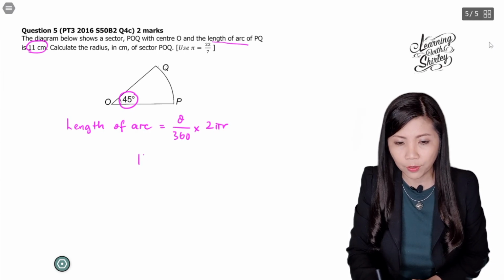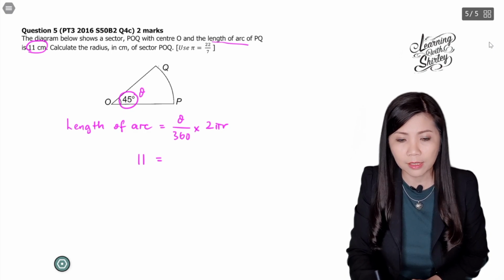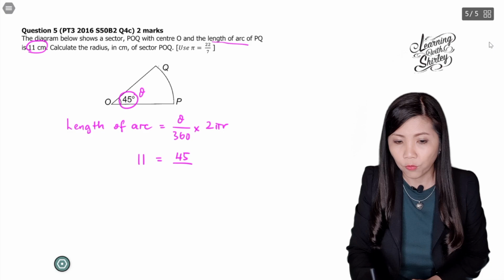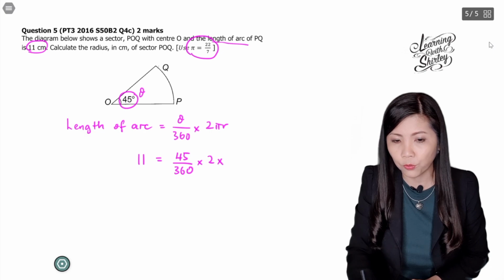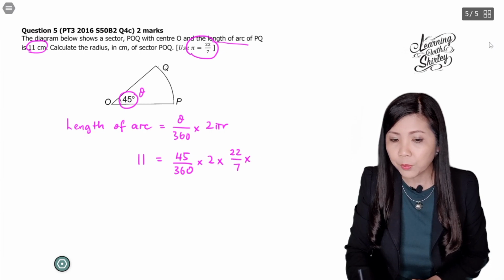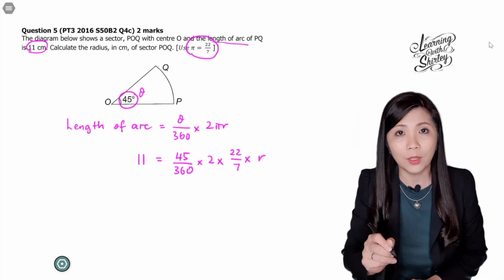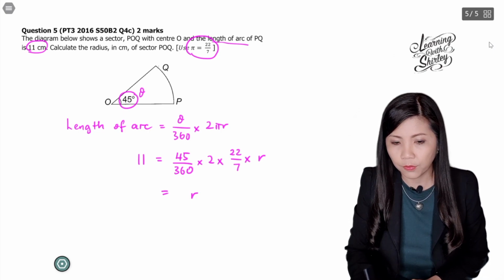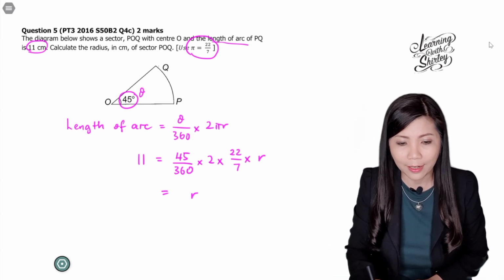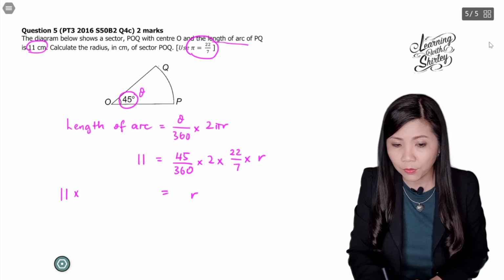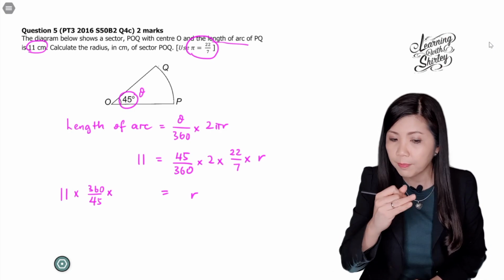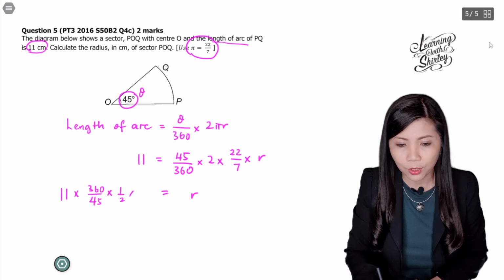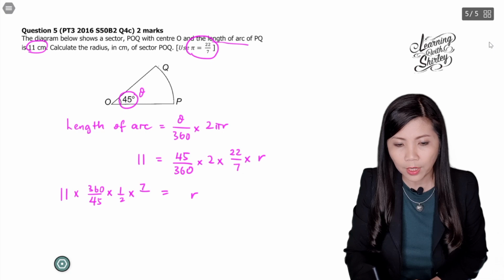So I'm going to substitute 11 over here, equals theta, the angle subtended at the center, which is 45 degrees over 360, times 2, times the pi given, 22 over 7, times r. Now we have to find the value of r. In order to find r, I'm going to shift everything on the right hand side to the left hand side. So it becomes 11 times 360 over 45. If it's a fraction, we just flip it upside down. Times, if it's 2, meaning 2 over 1, when you shift over it becomes 1 over 2. So 22 over 7 becomes 7 over 22.